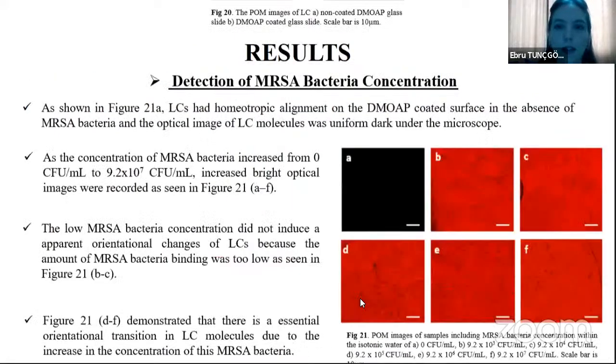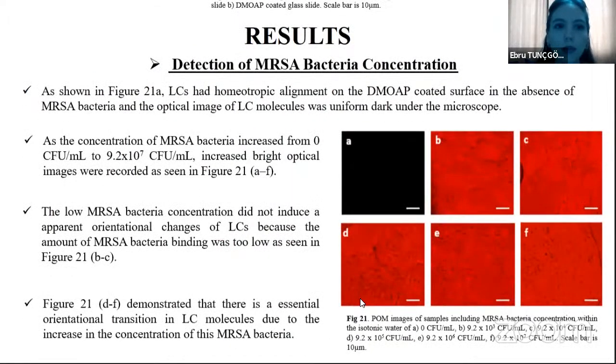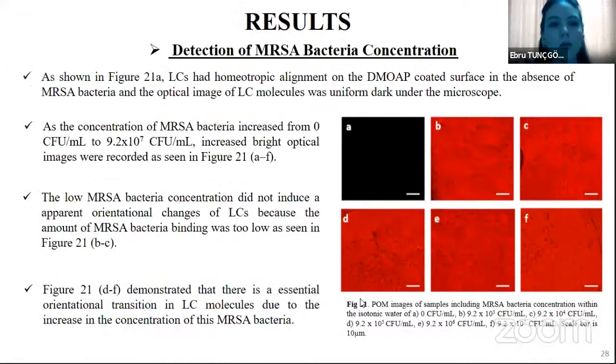Detection of the MRSA bacteria. As shown in figure 21A, LCs had a homeotropic alignment on the DMAP coated surface in the absence of the MRSA bacteria, and the optical image of the LC molecules was uniformly dark. As the concentration of the bacteria increased from 0 to 9.2 times 10 to the power 7 CFU per milliliter, increasingly bright optical images were recorded as seen in figures A to F.